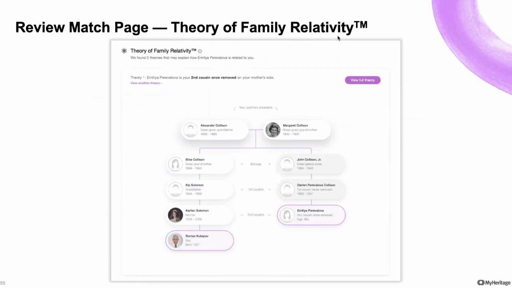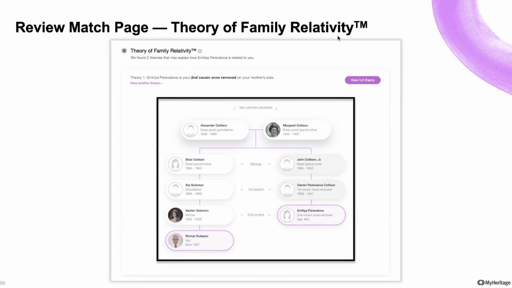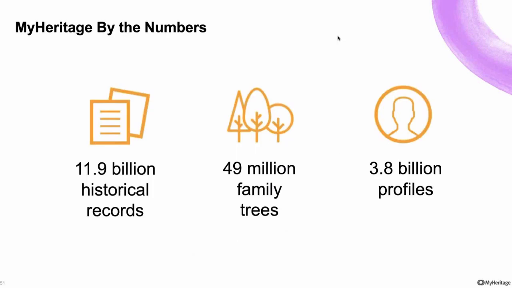The first component, which will be shown on top in case it exists, is the Theory of Family Relativity. Theory of Family Relativity is something that we put in place that is trying to take all of the information we have on MyHeritage to tell you how you are related to your DNA matches. And we're trying to take all the pieces of information that we have.